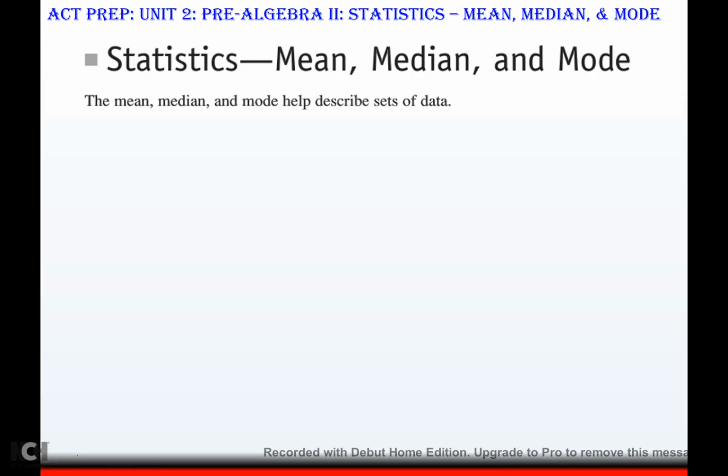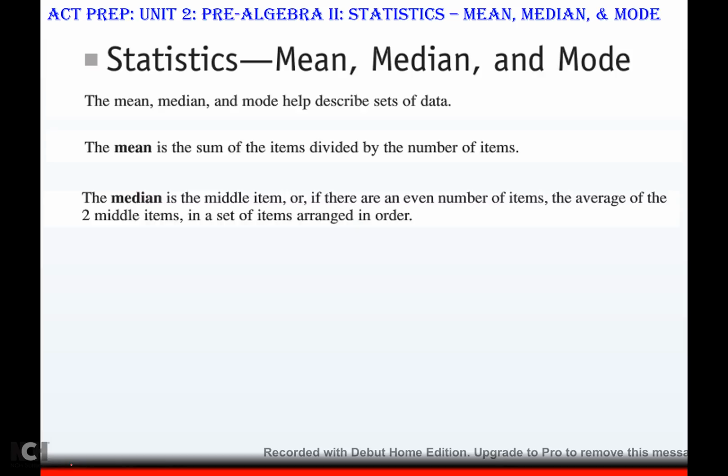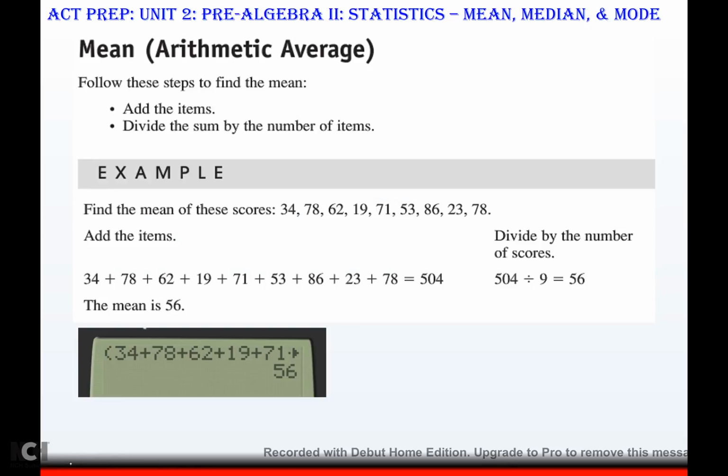So mean, median, and mode help describe sets of data. The mean is the sum of the items divided by the number of items. The median is the middle term, or if there's an even number of items, the average of the two middle terms in a set of items arranged in order. This is very important for median. You have to line them up from smallest to biggest before you can find the middle term. The mode is the item that occurs most often.